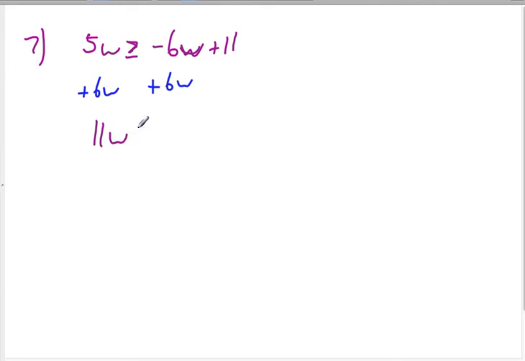Alright, number 7, we've got 5w is greater than or equal to -6w plus 11. So right now there's variables on both sides. We can consider those like terms that we need to combine. We'll need to do that with addition or subtraction. I'm just going to add 6w to both sides. That leaves me with 11w greater than or equal to 11. Dividing both sides by 11 will get us w is greater than or equal to 1. Graphing that, we get a 0, a 1. That's a closed dot and going to the right.